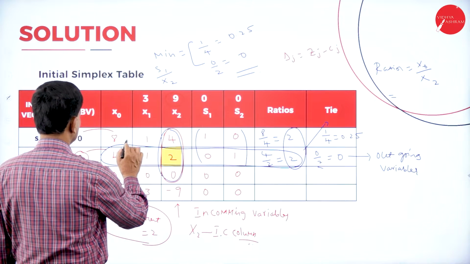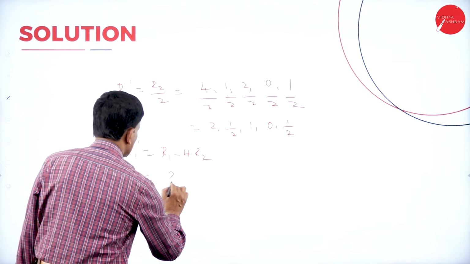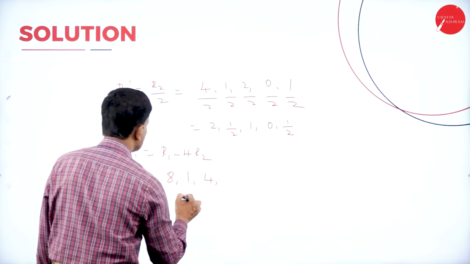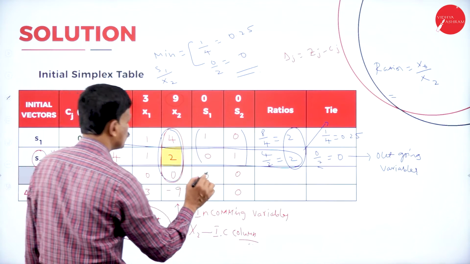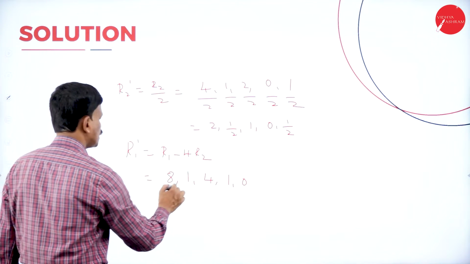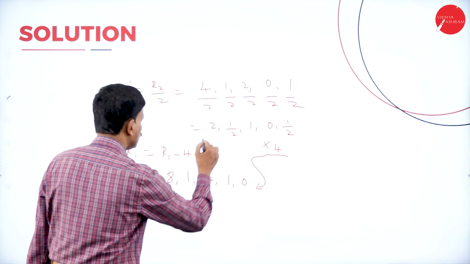Elements of R1 are what we have here: 8, 1, 4, 1, 0. Elements of R1. R2, multiply R2 with 4. Multiply this with 4. So, then what you will get?